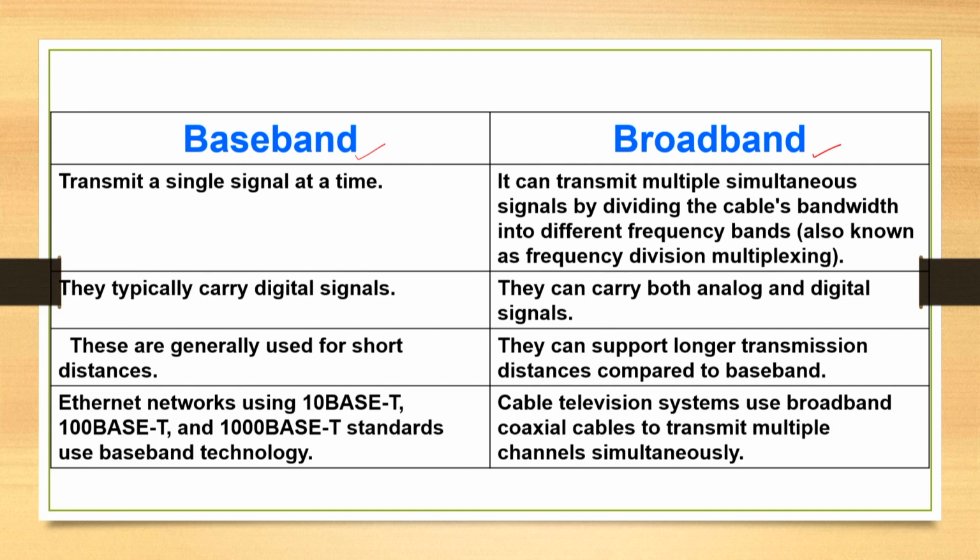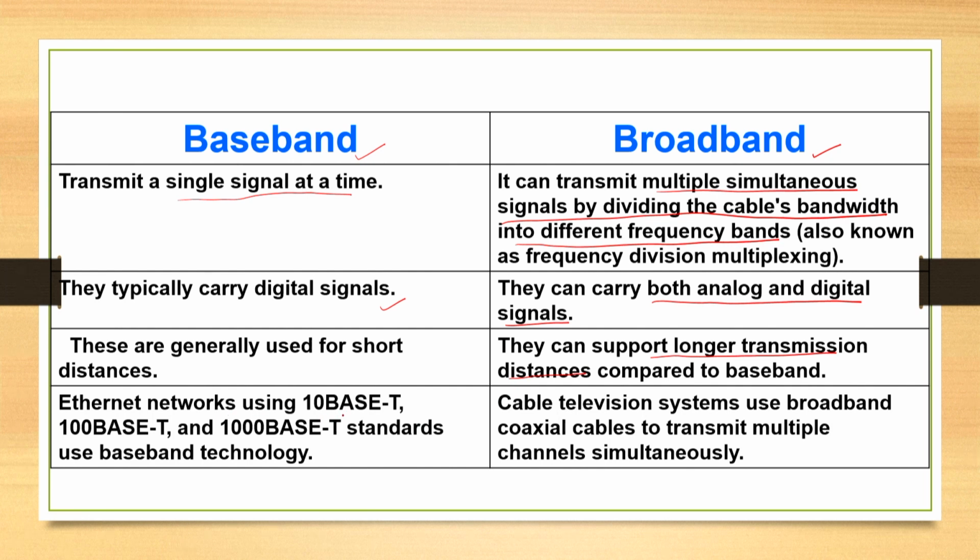The difference between the baseband and broadband is what? Baseband transmits a single signal at a time, whereas broadband transmits multiple simultaneous signals by dividing the cable's bandwidth into different frequency bands. Baseband typically carries digital signals, whereas broadband carries digital as well as analog signals. Baseband is generally used for short distances, whereas broadband supports longer transmission distance as compared to the baseband.